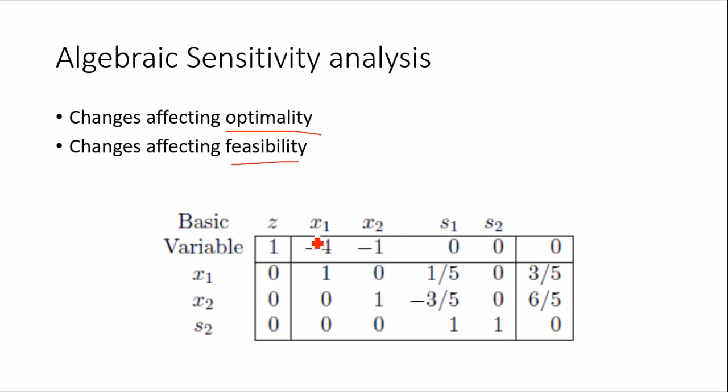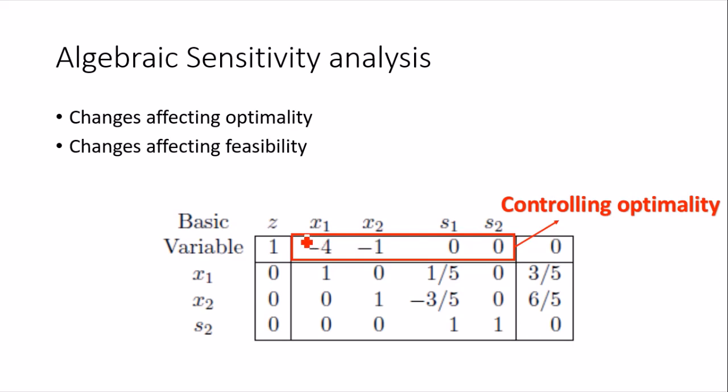Optimality is controlled by this part, because these are the values Zj minus Cj, the net evaluations, also called reduced cost, because these values decide whether a given solution is optimal or not. So affecting optimality means this part will be affected, and affecting feasibility means the solution column, the rightmost column where we write XB, the solution of our linear programming problem. That part controls the feasibility. These are the areas we have to focus on in the table when we do the questions.